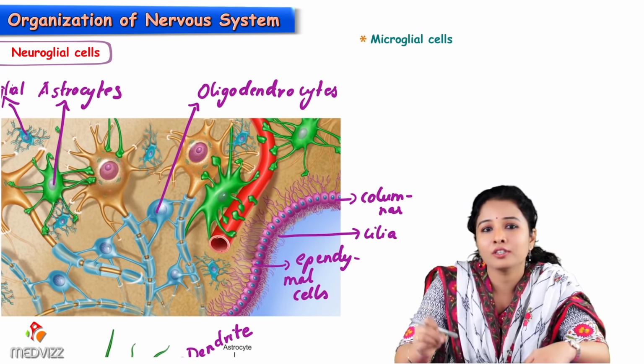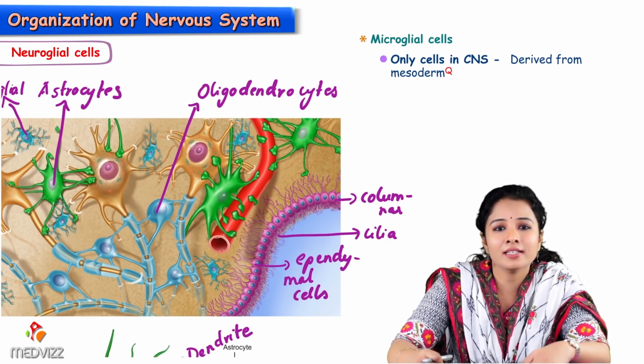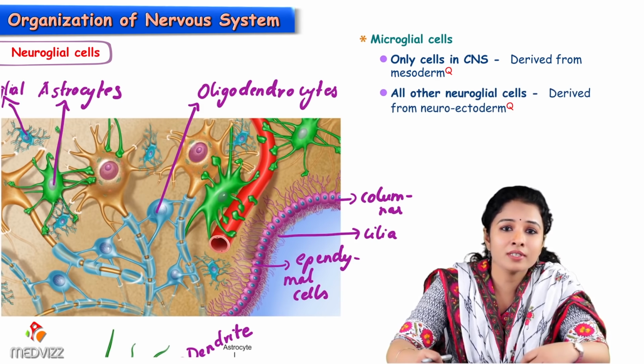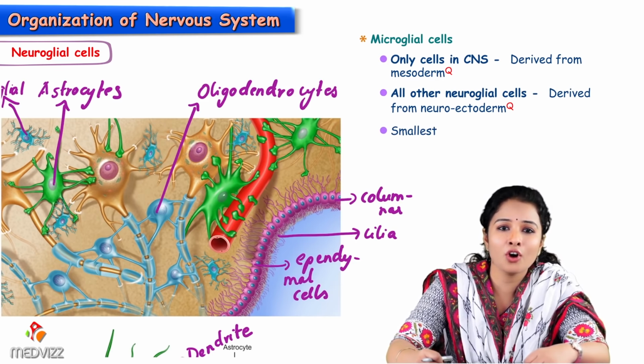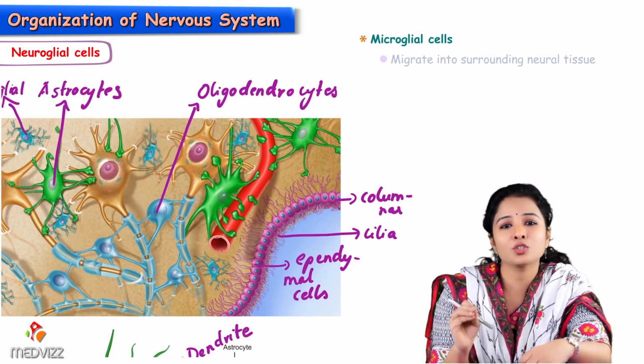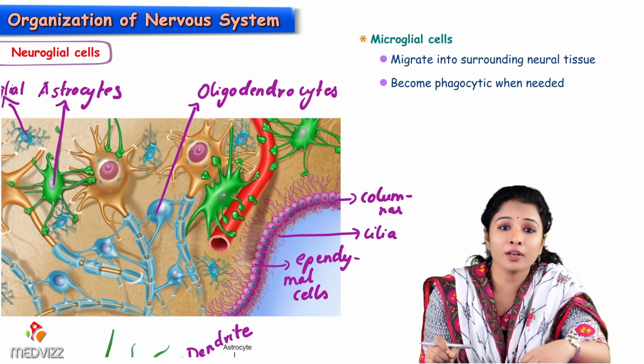Micro means small. So, they are the smallest among all the glial cells, and these cells in the CNS are derived from the mesoderm. Means the whole nervous system is derived from the neuroectoderm except these cells which are derived from the mesoderm, and they have the capacity to migrate into the surrounding neuronal tissue and become phagocytic when needed.